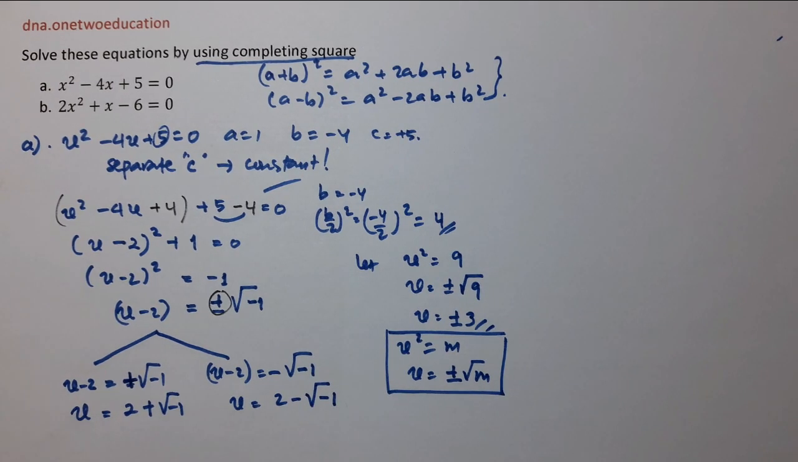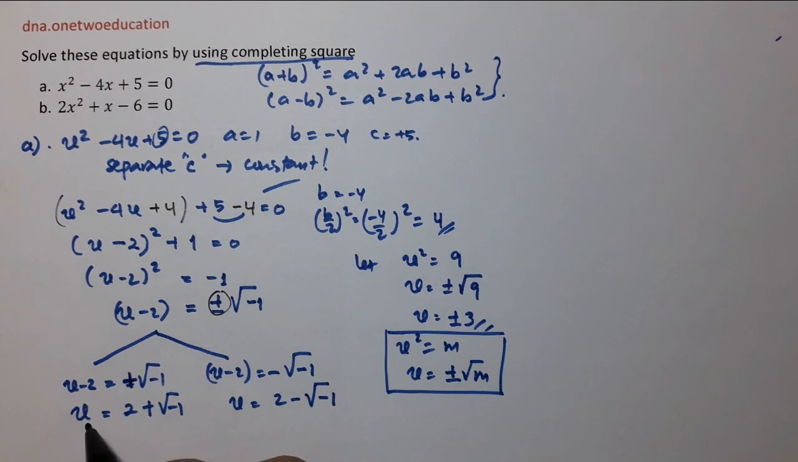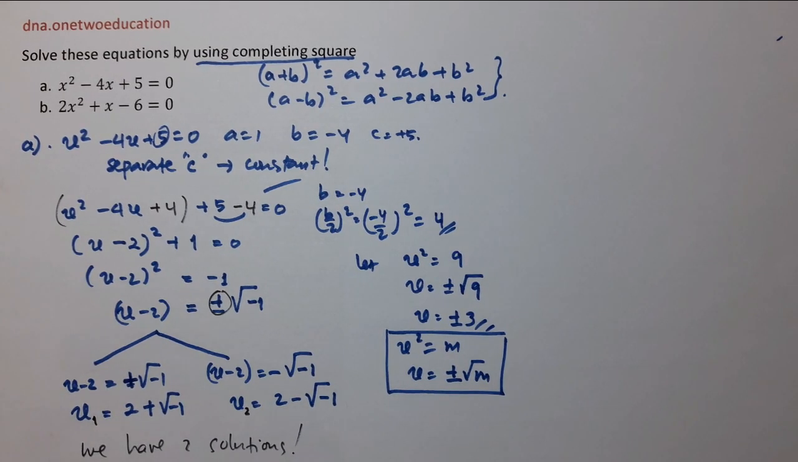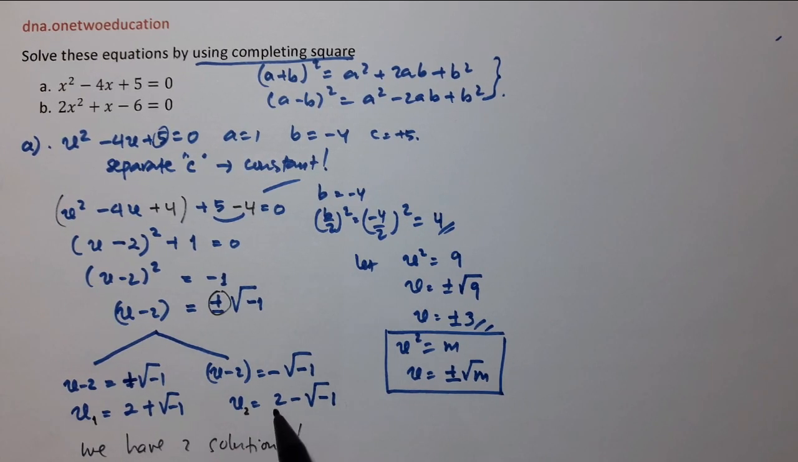Okay, student, let's say this one is x1 and this one is x2 because we have two solutions. The first is 2 plus root of minus 1, and the rest x2 equal 2 minus root of minus 1. Is it clear, everyone? Okay, go to number B.